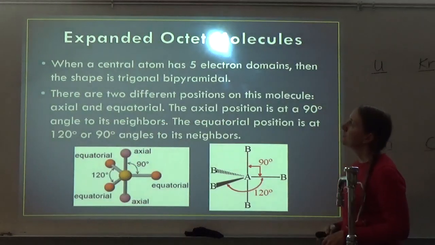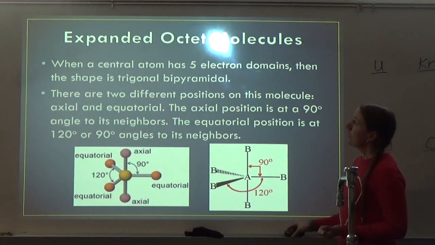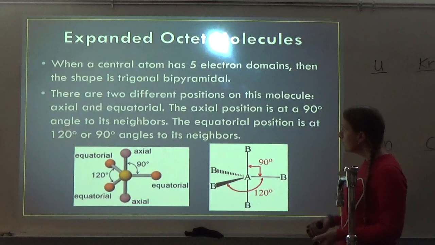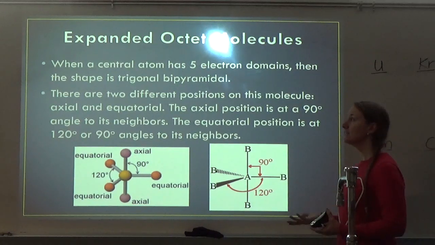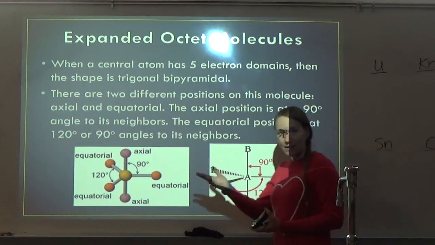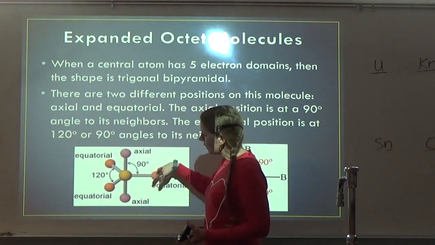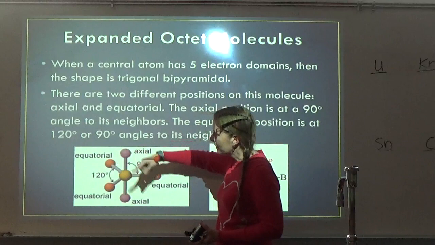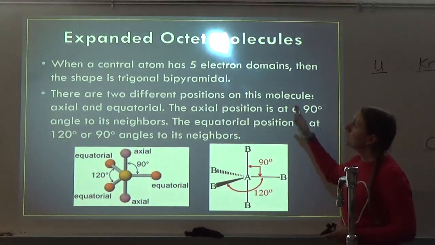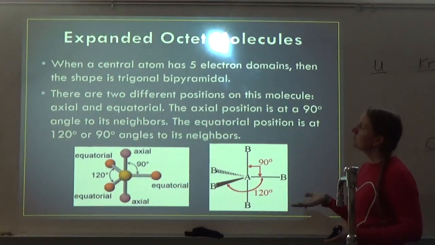When a central atom has 5 electron domains, then the shape is trigonal bipyramidal. There are 2 different positions on this molecule. There's axial and equatorial. So I talked about that when we were going over this a second ago. Your axial is the top and the bottom. Your equatorial are the 3 around the middle. The 2 different positions on this molecule are axial and equatorial.